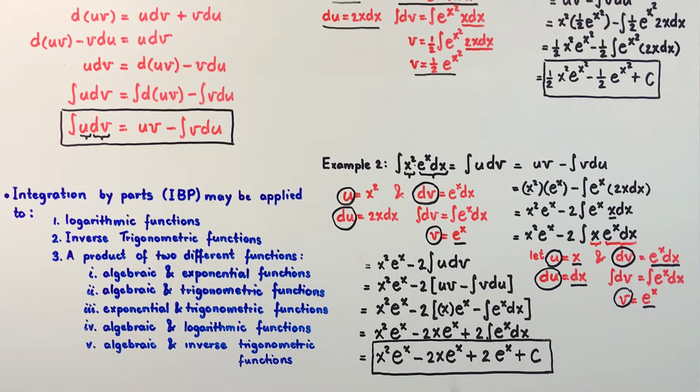Now, as you can see, this example number 2 differs from the first example, because here in example 2, we applied integration by parts twice, while in example number 1, we applied integration by parts only one time.